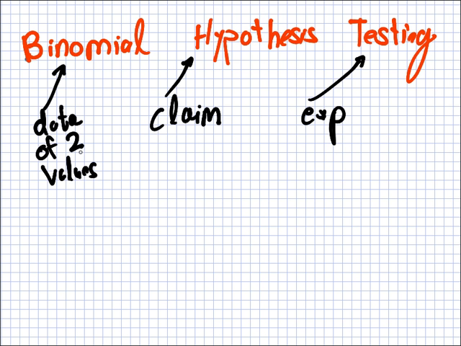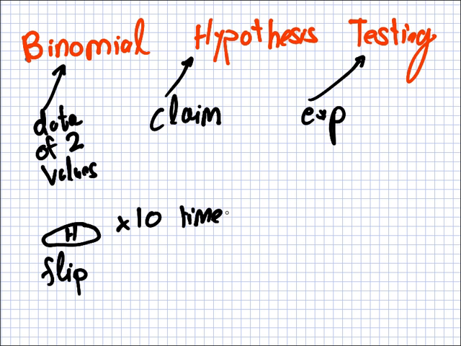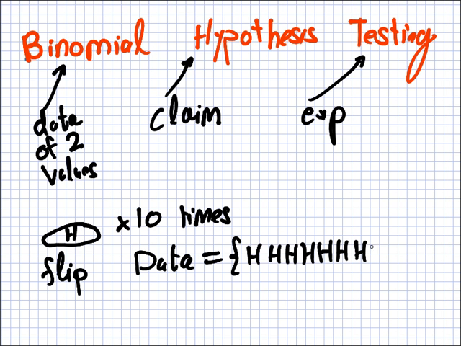I'll give you a simple example. One example here is we flip a coin, heads and tails, and we flip it a total of 10 times. Let's say our data looks like this. You get heads, 1, 2, 3, 4, 5, 6, 7, 8, 9, 10 like that. Okay?